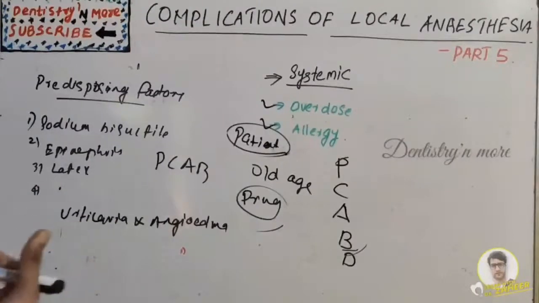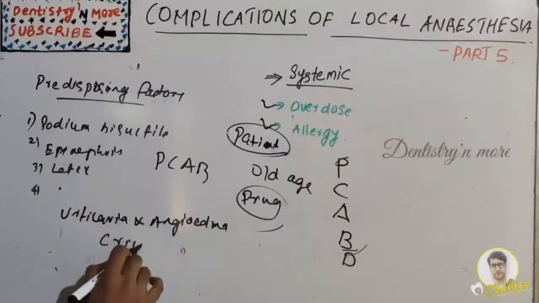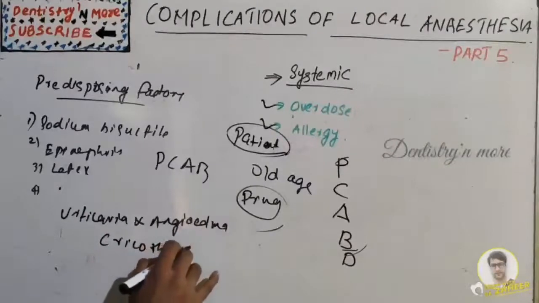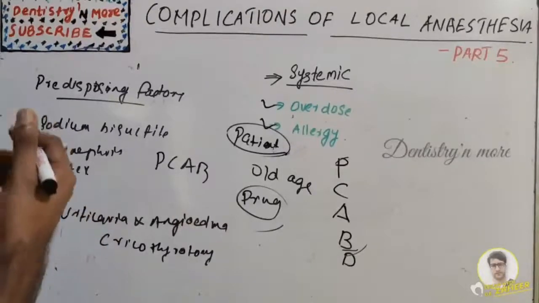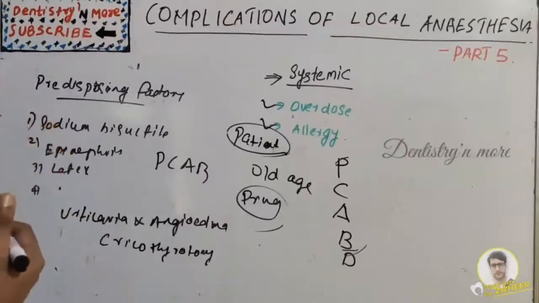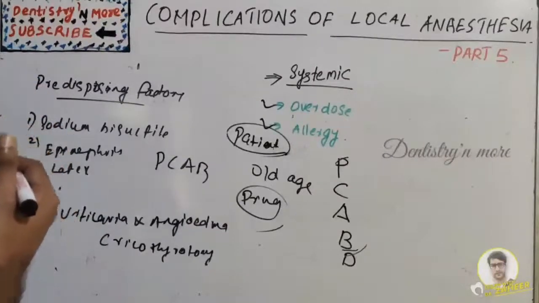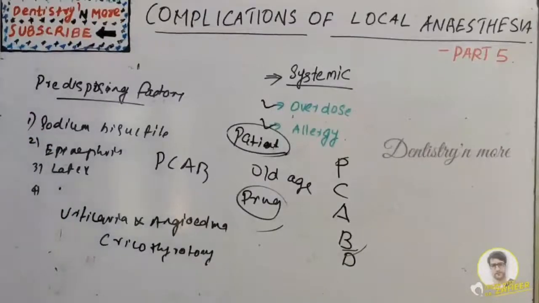For laryngeal edema also, we should follow this epinephrine, histamine blocker, and sometimes we need cricothyrotomy. That is in very rare cases. And generalized anaphylaxis, if the patient is unconscious, we should follow this epinephrine, oxygen, checking vital signs, and intramuscular histamine blocker and corticosteroids. That is all about complications of local anesthesia.